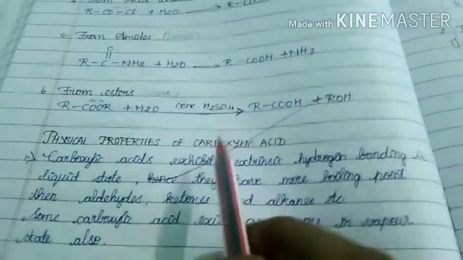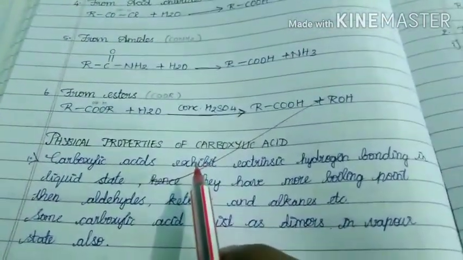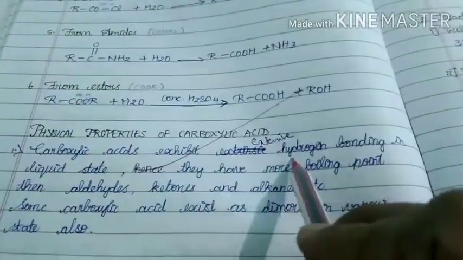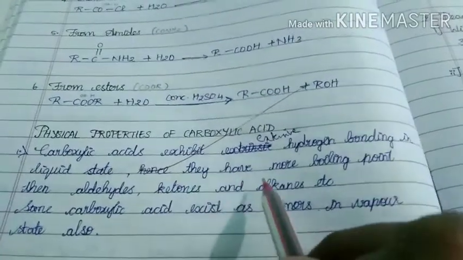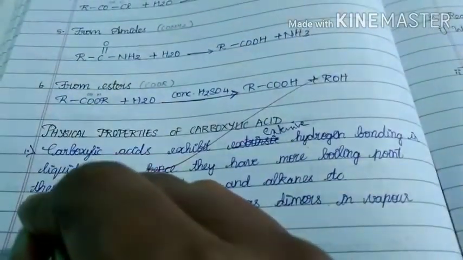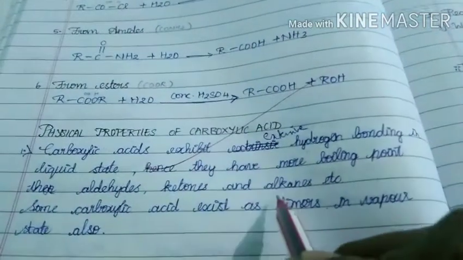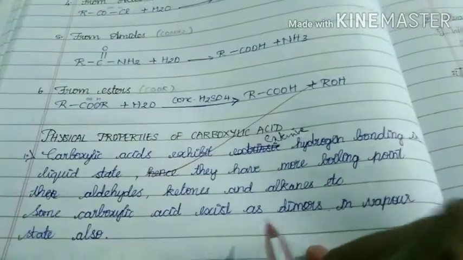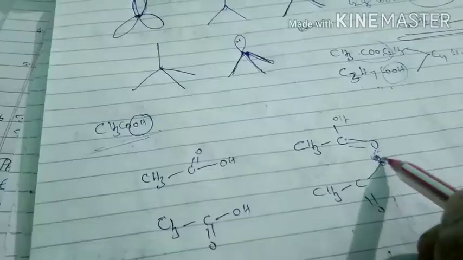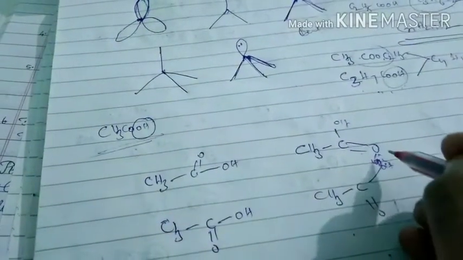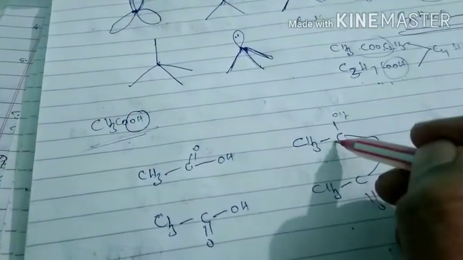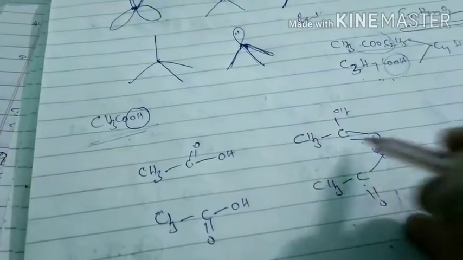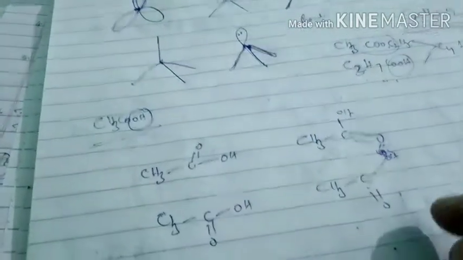Next one, physical properties of carboxylic acids. See, carboxylic acids exhibit extensive hydrogen bonding in the liquid state, hence they have a higher boiling point than aldehydes, ketones and alkanes, etc. Some carboxylic acids exist as dimers in the vapor state. This is the dimer structure for acetic acid. This is the hydrogen bond. That means between two molecules of acetic acid, hydrogen bond is present even when it is in the vapor state.